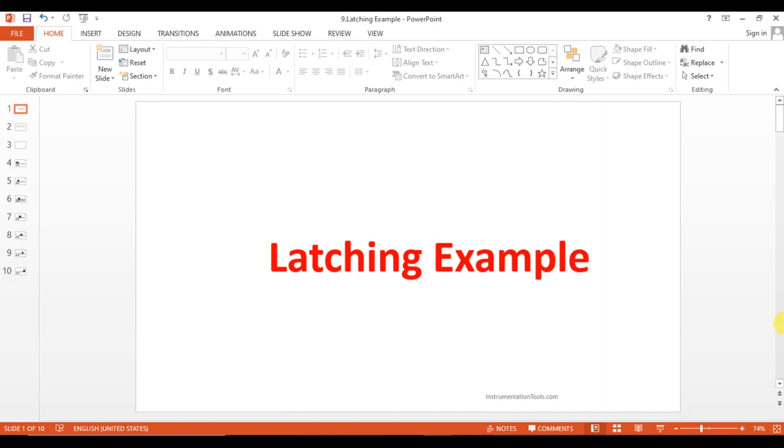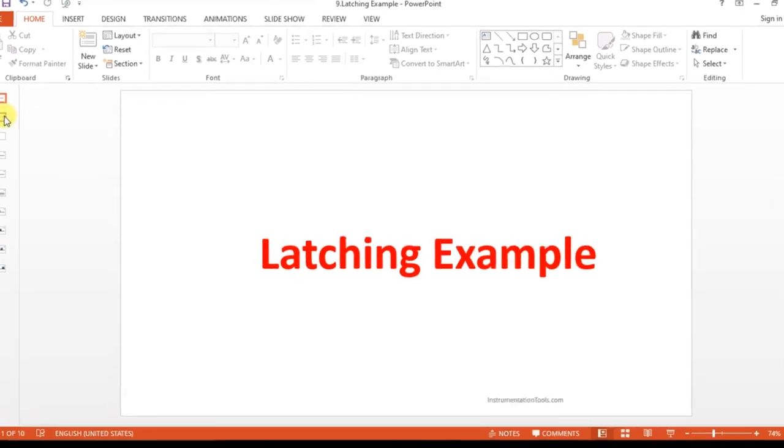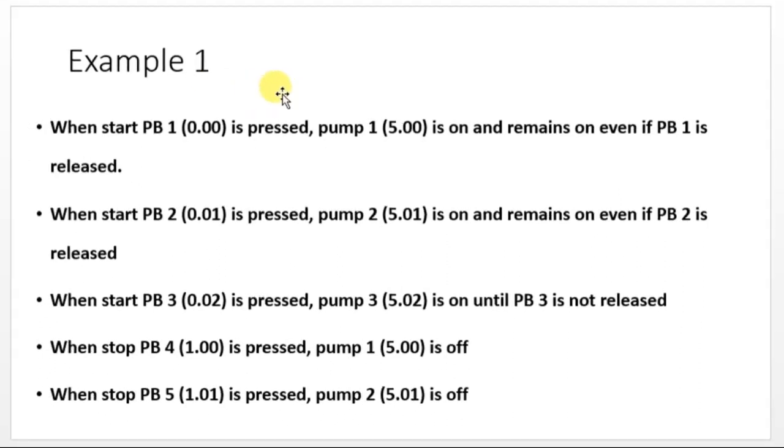In this session, we are going to see some examples for latching and unlatching concepts using CX-Programmer. So for latching, let's see example 1. When the start push button is pressed, pump 1 is on. If the push button turns off, it should remain in the on condition.